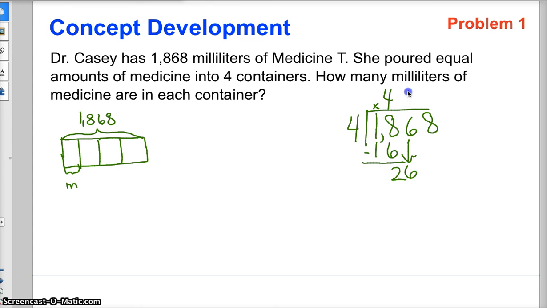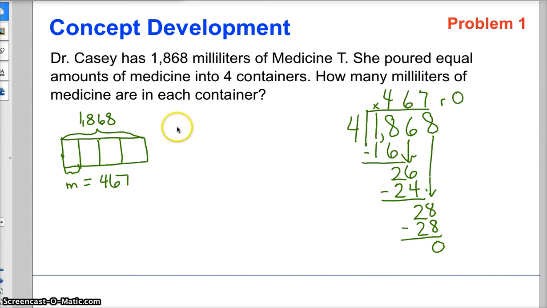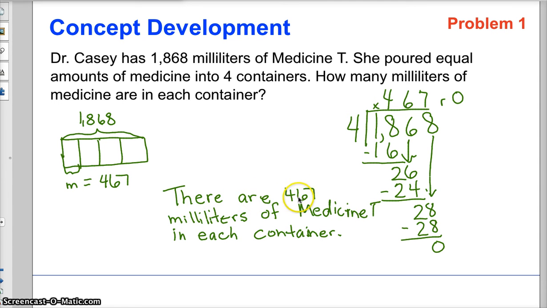26 divided by 4 is 6, because 6 times 4 is 24. Subtract. And then I bring down my next number. Keep everything lined up, really important, guys. 28 divided by 4 would be 7. 7 times 4 is 28. And I subtract, and I have a remainder of 0. So M equals 467. I'm going to write my sentence. Okay, here's my sentence. There are 467 milliliters of medicine tea in each container. I hope you did a great job on that.